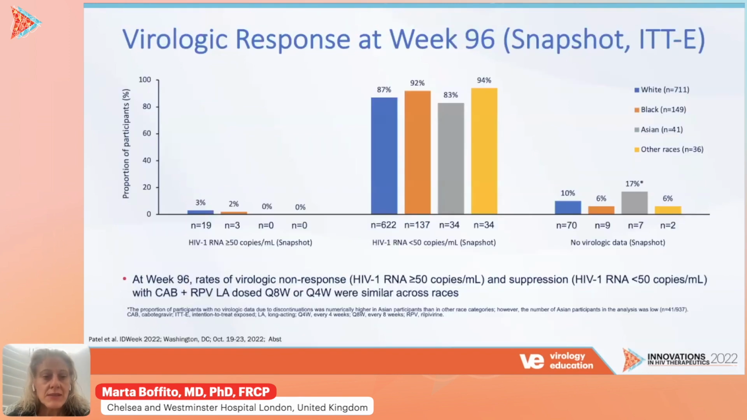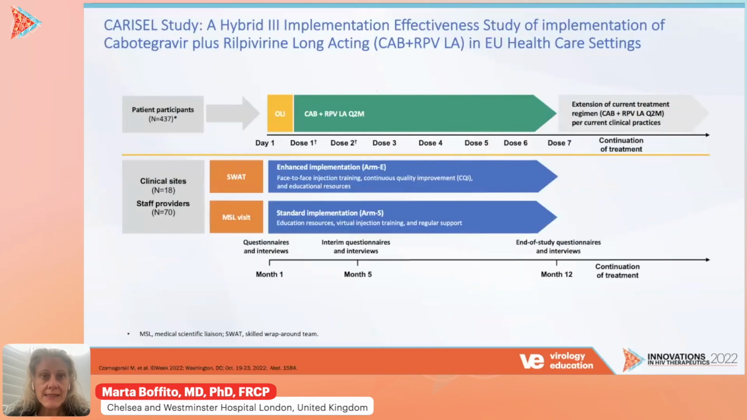This slide shows the results of a study that was presented at ID Week very recently, and importantly, virological response rate at week 96 on cabotegravir, rilpivirine, long-acting dose either every other month or every month were similar in different ethnic groups. There was no difference in terms of virological response in white, black, Asian, or other ethnicities, which is really important because it means that the achievement of therapeutic concentrations is similar across multiple ethnicities.